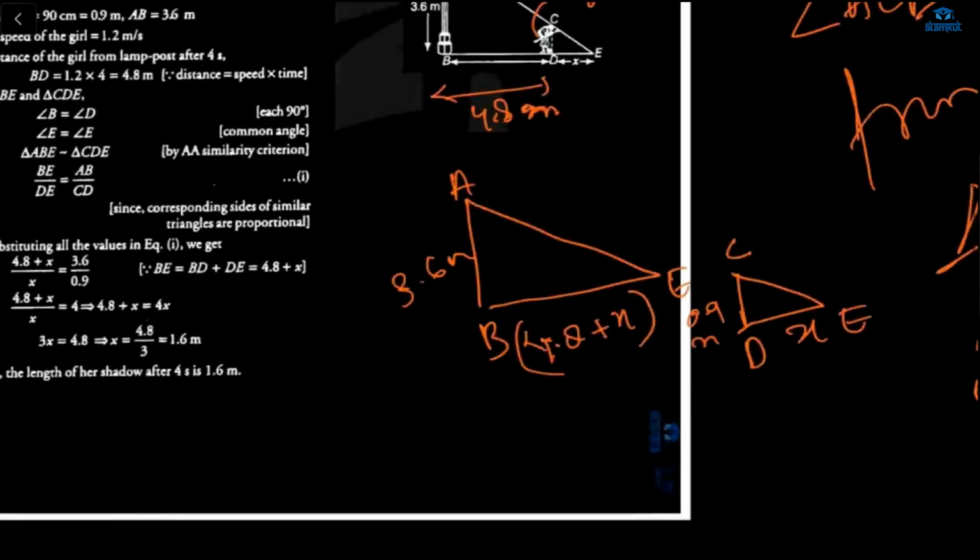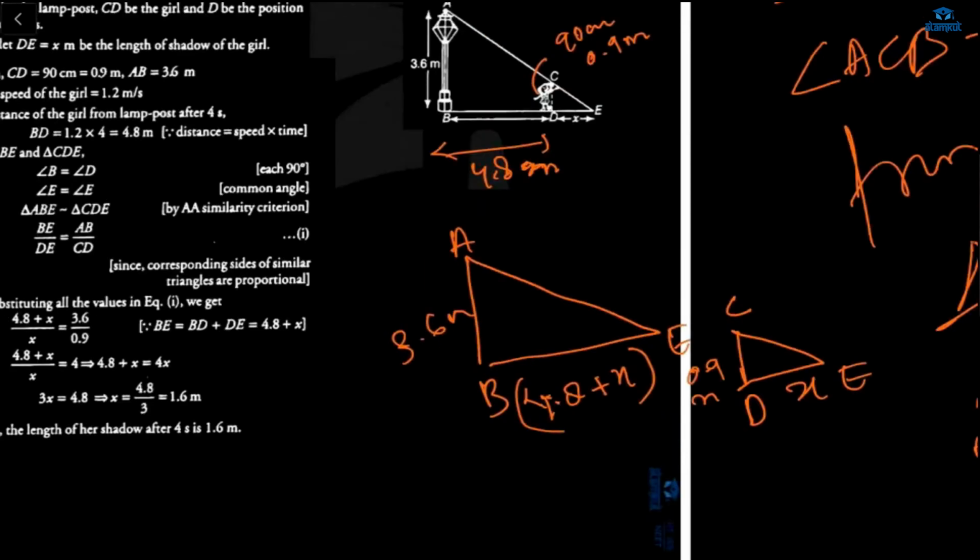First, you have to prove both the triangles are similar. How can you prove both the triangles are similar? Since the lamp rod will be standing in a vertical direction, it will be 90 degree. The girl will also be standing straight, so that will be 90 degree. So angle B and angle D will be equal, since it will be 90 degree, and angle E is common in both. So from the AA criteria, both the triangles are similar. After that, what you will do?